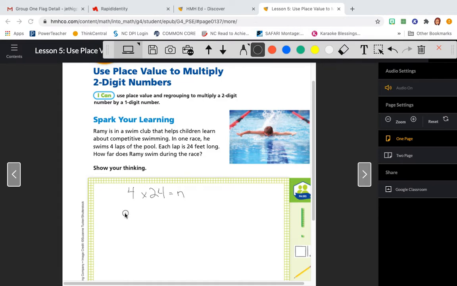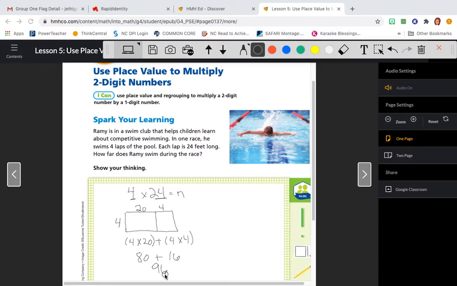Let's start with the area model. So we're going to draw our rectangle. We know that every number is going to be multiplied by 4. And then we're going to break our 24, our greater factor, into expanded form. So 20 and 4. Then we're going to use the distributive property here. We're going to say 4 times 20 plus 4 times 4. So 4 times 20 is 80, plus 4 times 4 is 16, and you get 96.